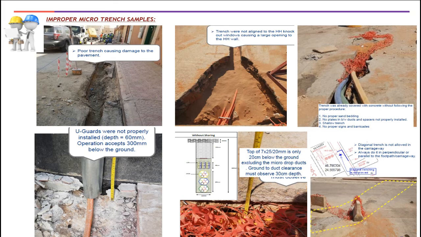All right. So the last picture on your right side below, there is a diagonal trench done by the contractor, because what happened is that they followed what the designer showed in the design. And as you know, guys, doing a diagonal trench on the street is not permitted.